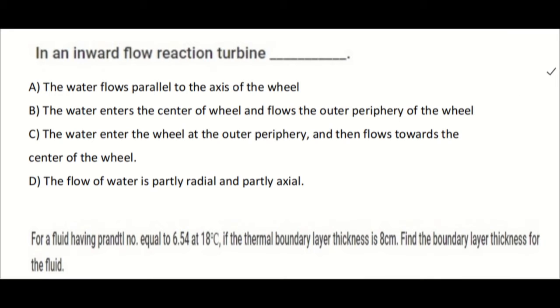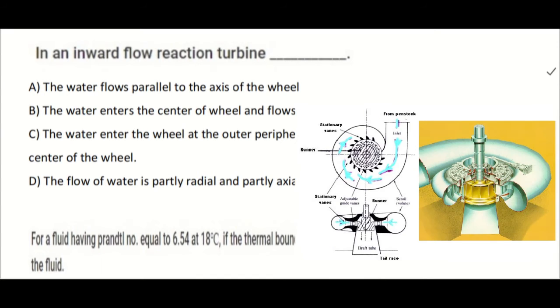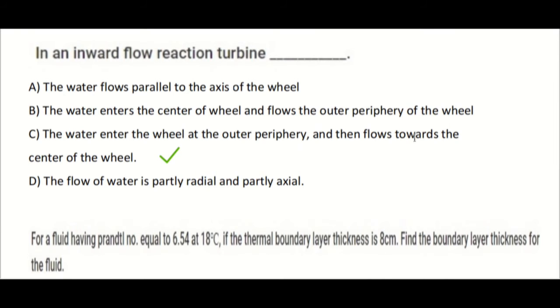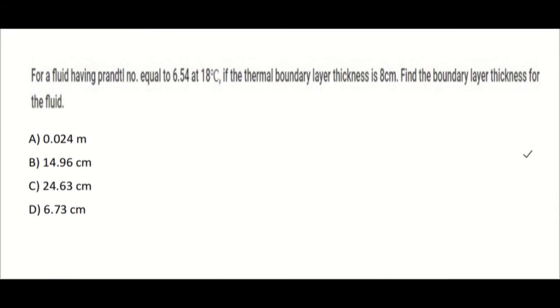In an inward flow reaction turbine, water enters through the outer periphery and flows towards the center of the wheel. That is option C. That is the right answer.